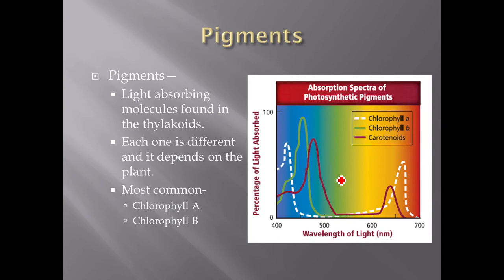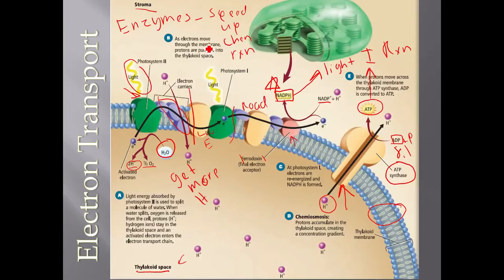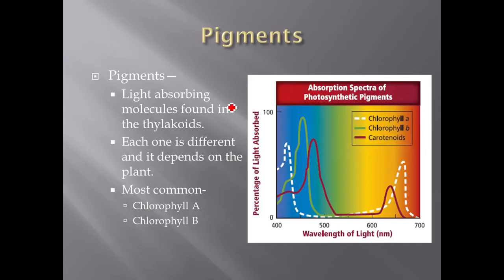So, a quick little side venture. Pigments. Back here, guys, you might have noticed that we've kind of shown these things as being green, and that's because we typically think of plants as green. Well, plants use chemicals we call pigments. Pigments are just light-absorbing molecules that are found inside of thylakoids. Now, there are three types of pigments. There's chlorophyll A, chlorophyll B, and carotenoids.